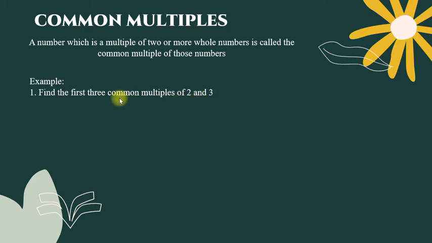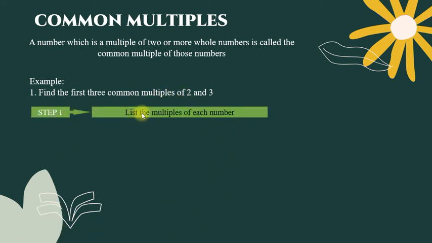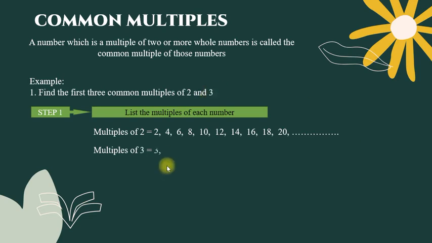So we want to find common multiples. List the multiples of each number. So multiples of 2: 2, 4, 6, 8, 10, 12, 14, 16, 18, 20 and so on. Then you list down the multiples of 3.